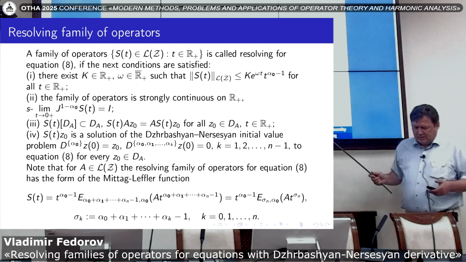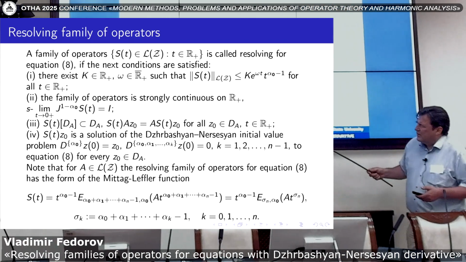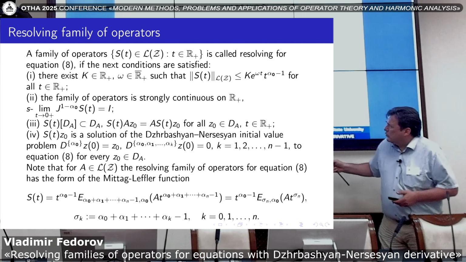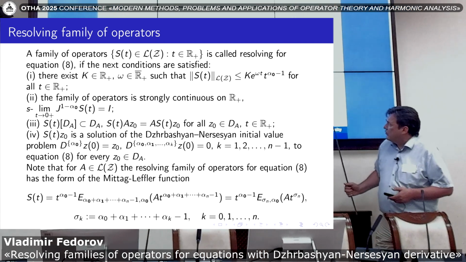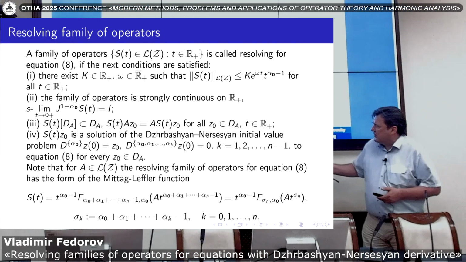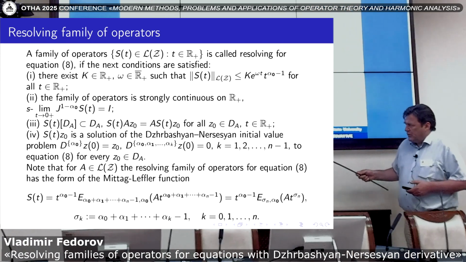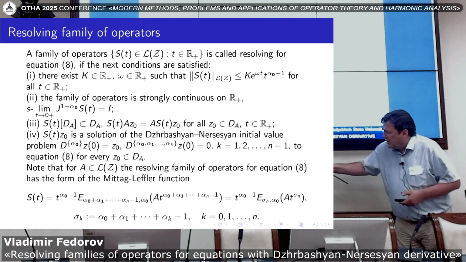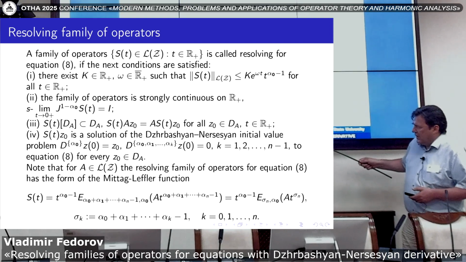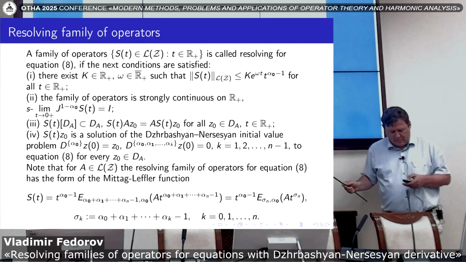And we can note that if operator A is linear and bounded, the resolving family of operators for equation 8 has the form of a Mittag-Leffler function of this form. And for brevity, we will use such notation. Sigma k is a sum of alpha 0, alpha 1, and so on, alpha k.